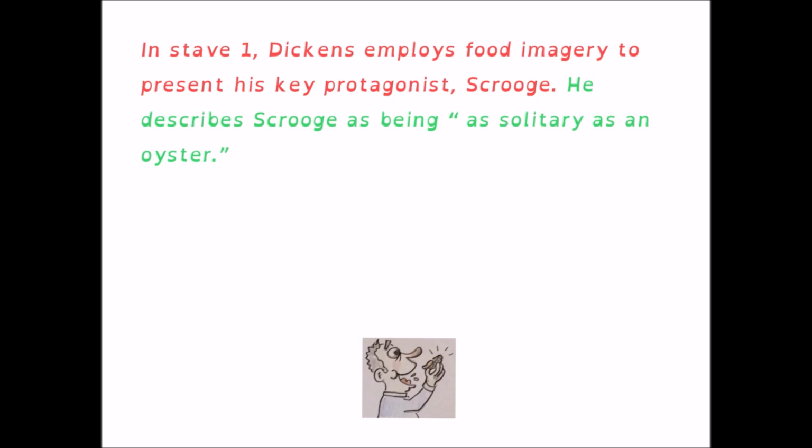So we're building up a paragraph now in response to that question on food based on this bit of evidence about Scrooge being as solitary as an oyster. The stuff in red here is the point responding to the question, and the stuff in green is the evidence. Now my point, the stuff in red, is very straightforward. I'm mentioning the stave where this description of food is located, and then I'm very simply just saying in a no frills kind of way what this description of food is doing. It's giving an insight into Scrooge's character.